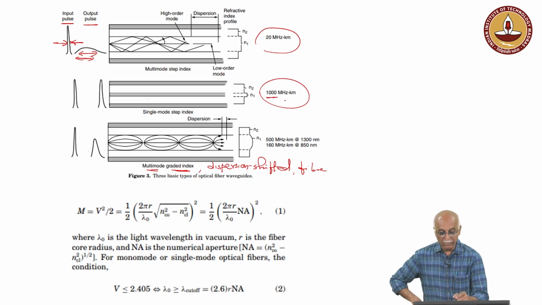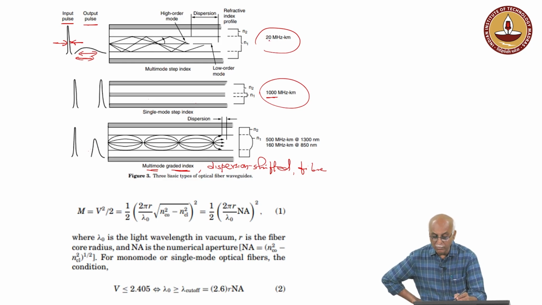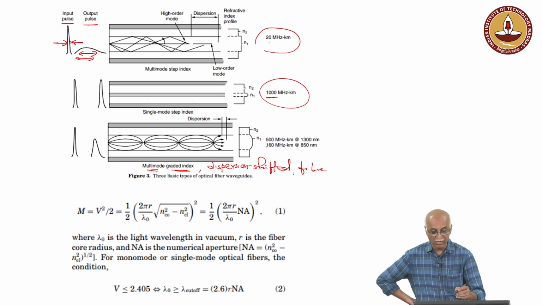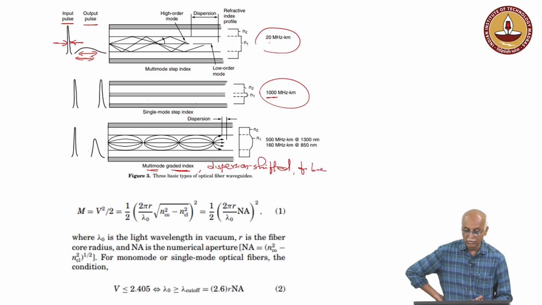While if the optical light is traveling with a single mode fiber, we will be able to see that for a longer distance the light can travel with a very small amount of broadening. And if it is multi-mode dispersion shifted or graded index fiber, this number can be improved to a certain extent, a few hundred megahertz or so.